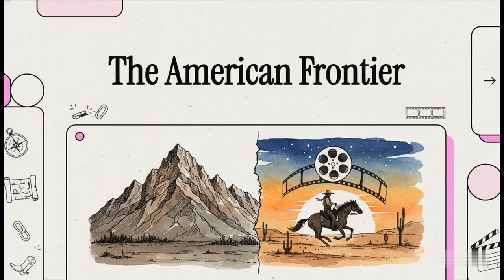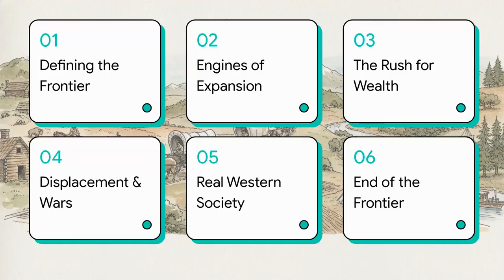actually went down. Real quick, here is our roadmap for today. We're covering defining the frontier, engines of expansion, the rush for wealth, displacement and Indian wars, the real Western society, and finally, the end of the frontier. Let's get right into it.